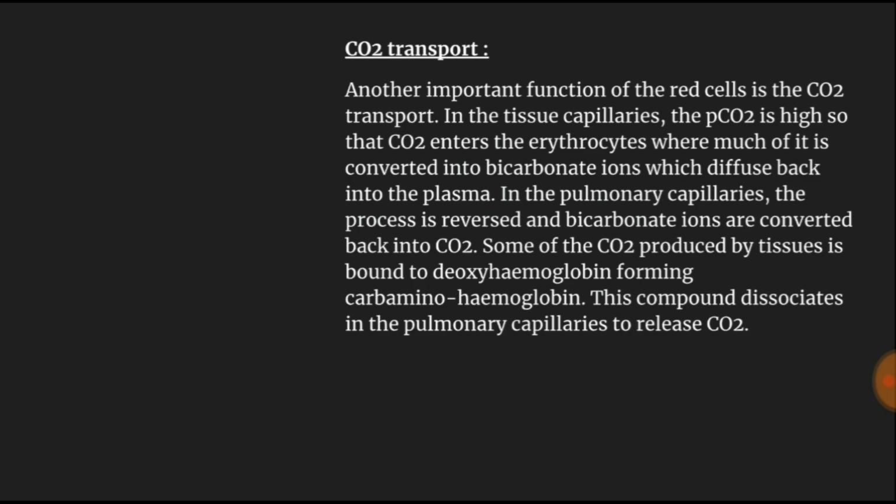In the tissue capillaries, where there is high PCO2, it enters the erythrocyte, and sometimes it might get dissolved in the plasma itself, forming a bicarbonate ion, which sometimes does not get into the RBCs because of the higher concentration of H plus in the blood. So they end up retained in the plasma. In the pulmonary capillaries, the process is reversed and the bicarbonate ions are converted back into CO2.